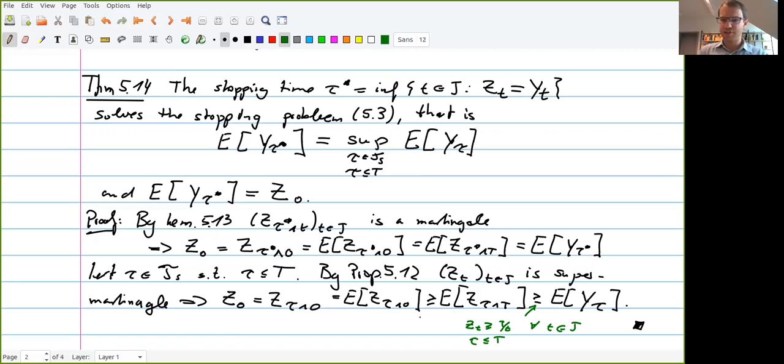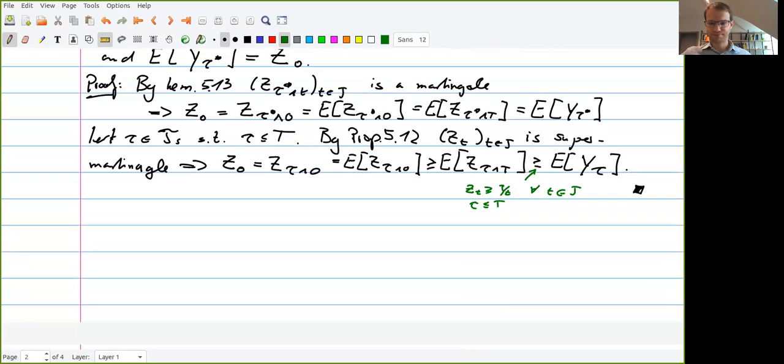So we understand now how to solve this optimal stopping problem here. And this is what we want to understand in order to price American options. So that's what we are doing now. Let's go back to the case of American options.